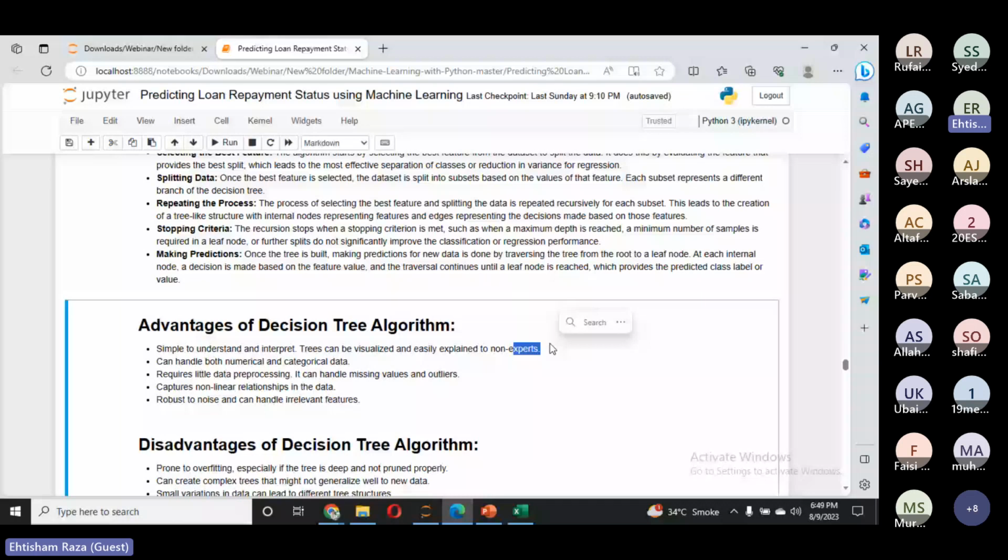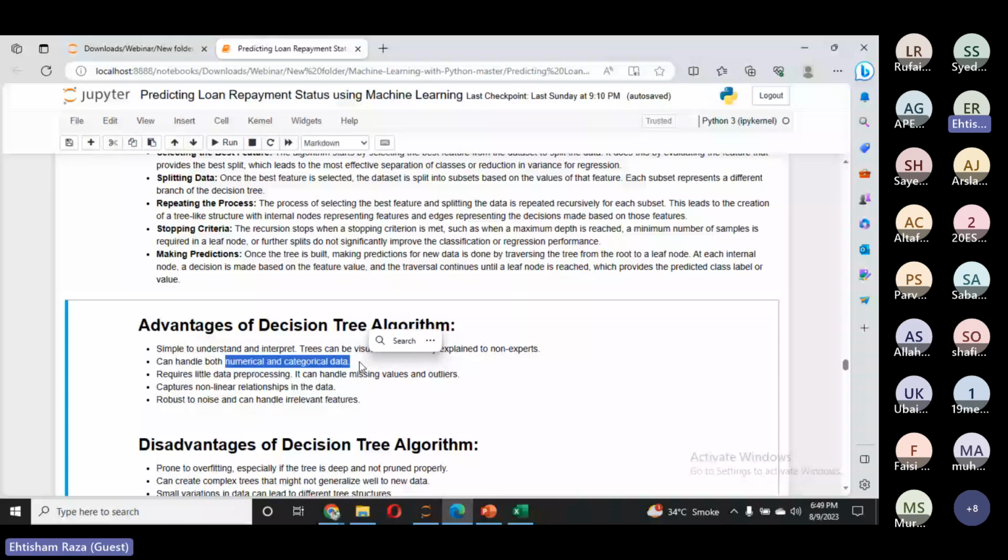Can handle both numerical and categorical data. This is not the capability of all algorithms. KNN cannot handle categorical data, but the decision tree can handle categorical data. Some algorithms can understand categorical data. Some algorithms are very basic when it comes to categorical data. So that's the capability in machine learning. This decision tree algorithm can easily handle a categorical data set.